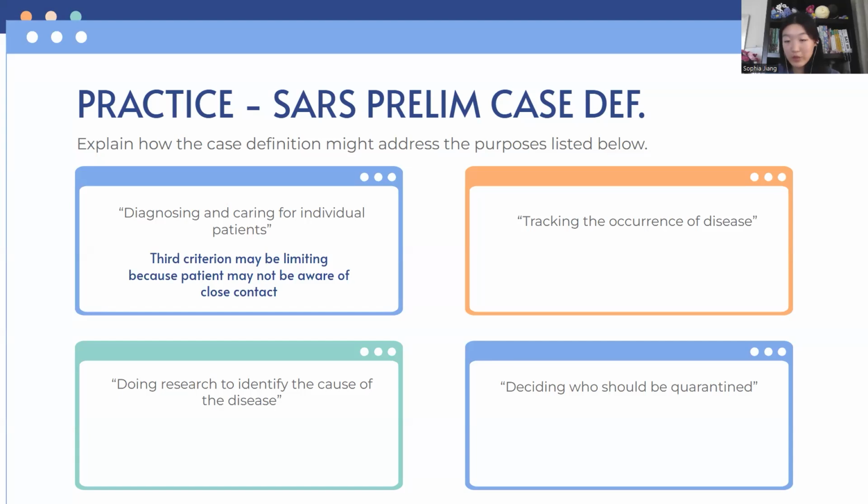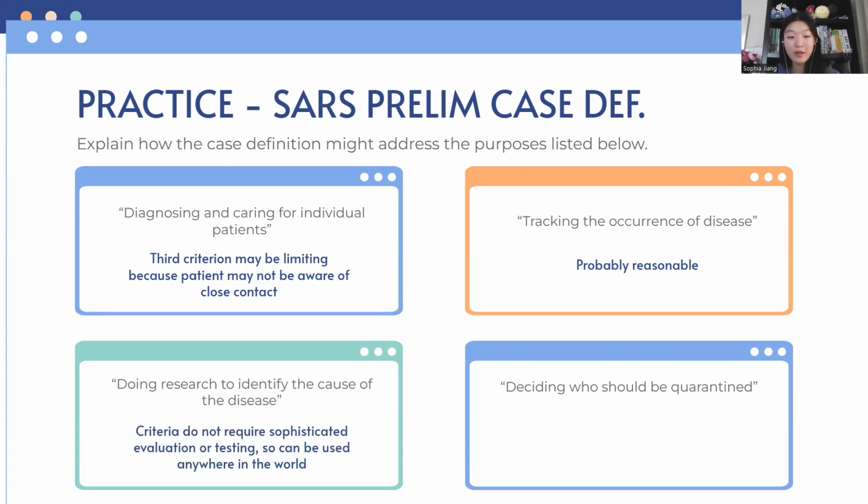So tracking the occurrence of disease. Probably reasonable. We are going to be tracking people that have 10 days with onset and people who have recently traveled to that area. So it would be pretty effective to figure out who has had contact and who is more at risk. Doing research to identify the cause of the disease. So the criteria do not require sophisticated evaluation or testing, so it can be used anywhere in the world.